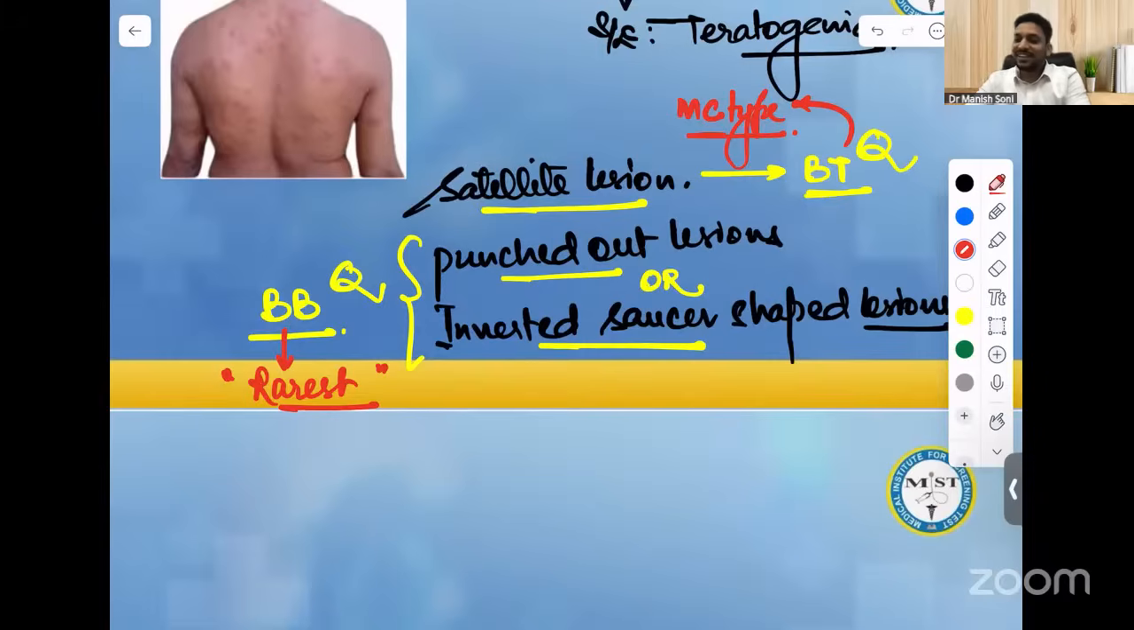So Dr. Debake is saying that BB punch marti hai. Yes, if you want, you can remember this, that BB punch marti hai. So punched out lesions are seen in BB type. And you can remember T for T. So BT, satellite. Satellite also has T. So you can remember BAT, SAT. Okay, so SAT, satellite, BAT, BT.